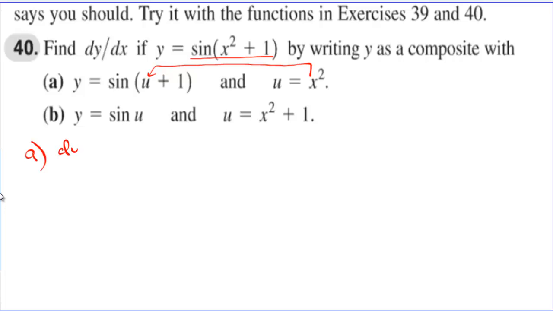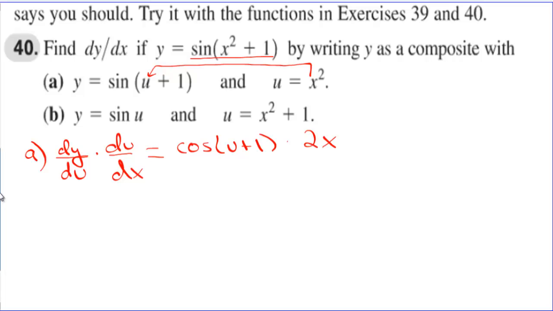So we want dy du times du dx, and that's equal to the cosine of u plus 1 times 2x. And if we plug x squared in for u, we get cosine of x squared plus 1 times 2x, which is the derivative of this original function.